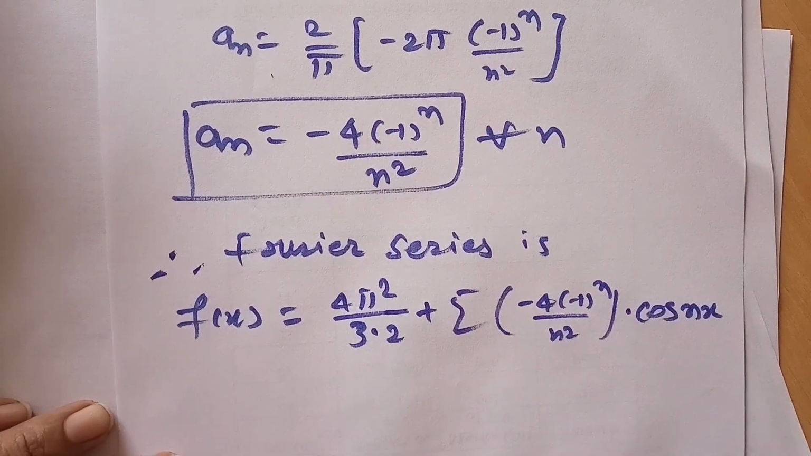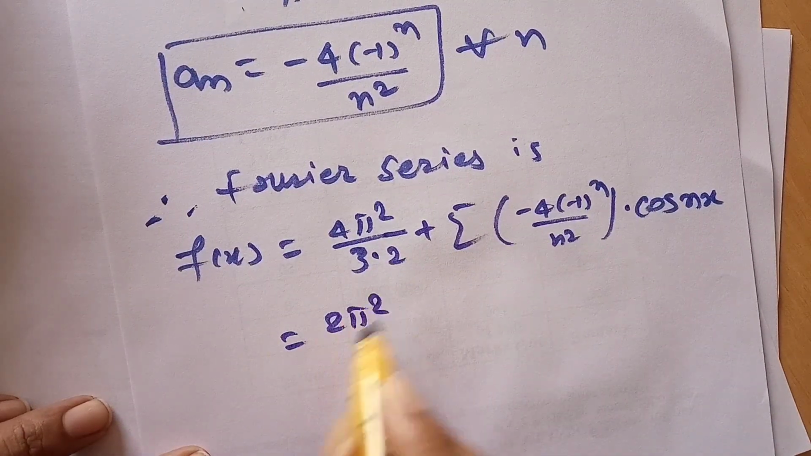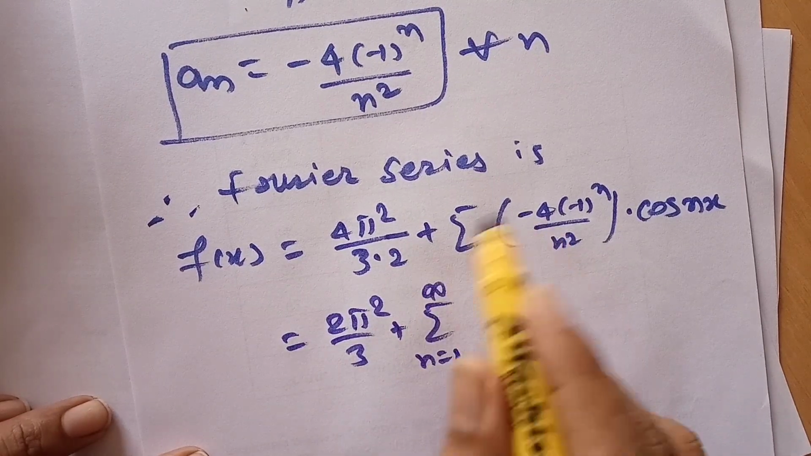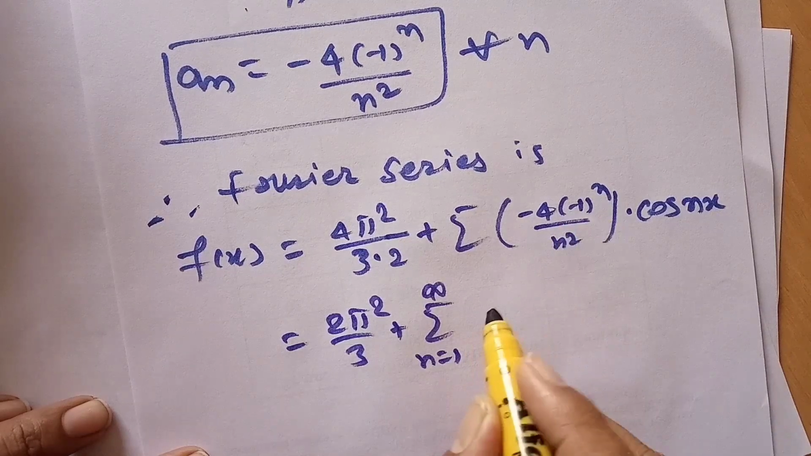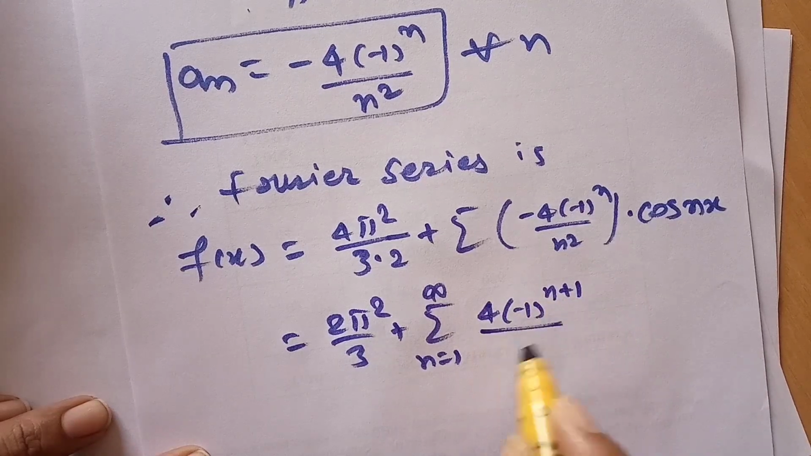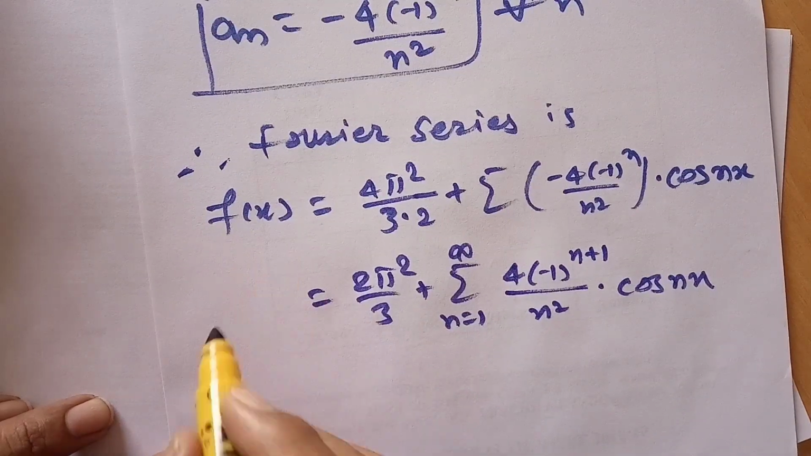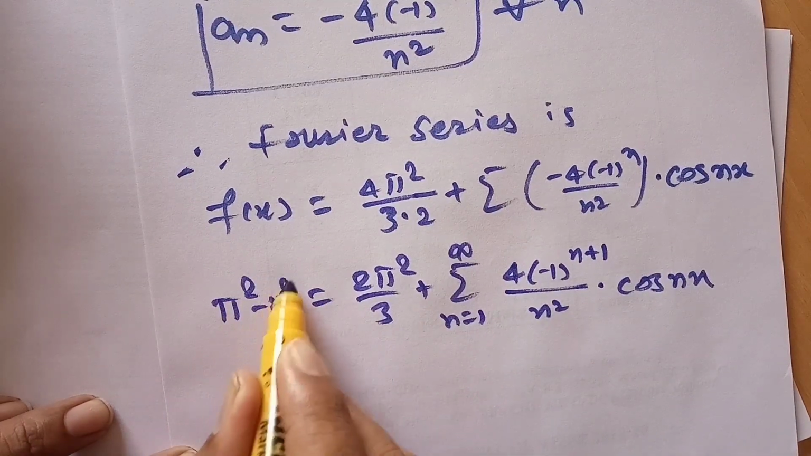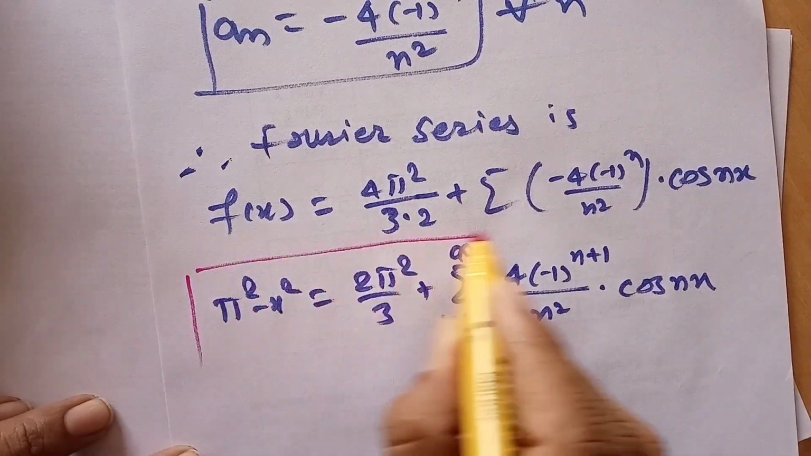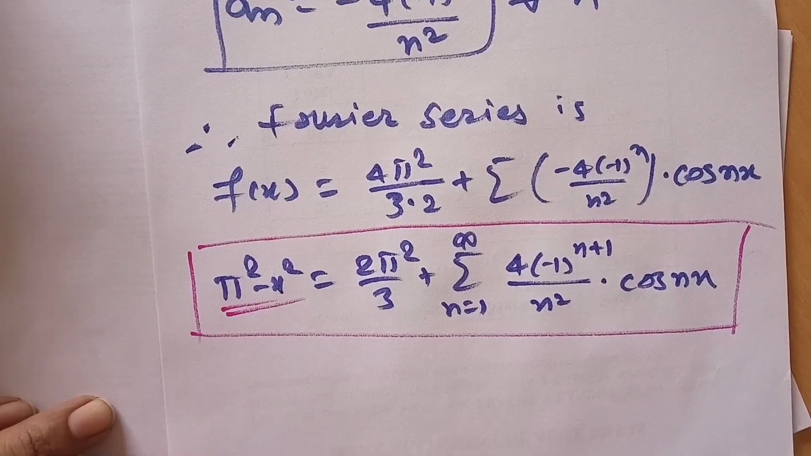This is our total Fourier series expansion, or I will write here this as 2 pi square divided by 3 plus summation n equal to 1 to infinity. I can take minus 4 common also, but I will keep it here. This is minus 4, or I will write here minus 1 raised to power n plus 1 divided by n square into cos of nx, and this is our f of x. What is f of x? This is pi square minus x square, and this is our Fourier series expansion of the given function f, pi square minus x square.